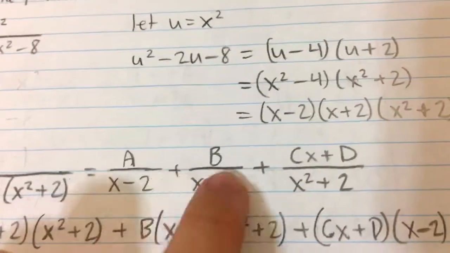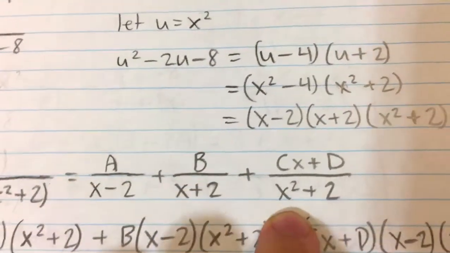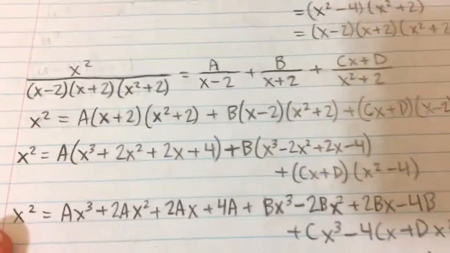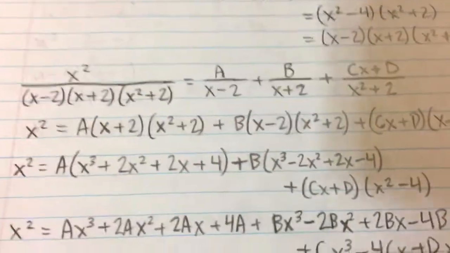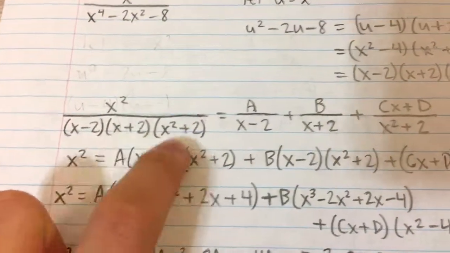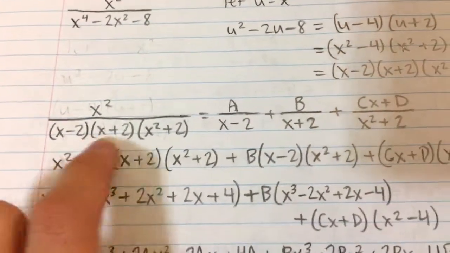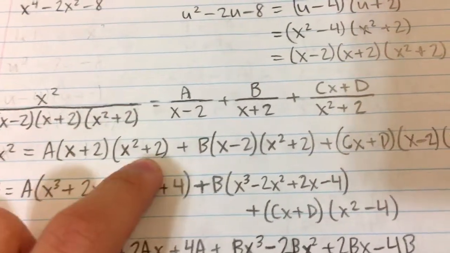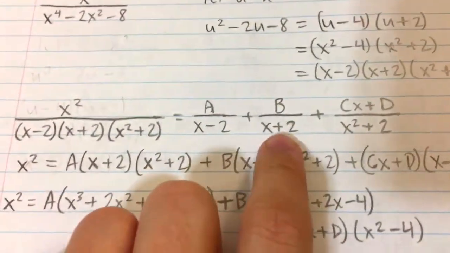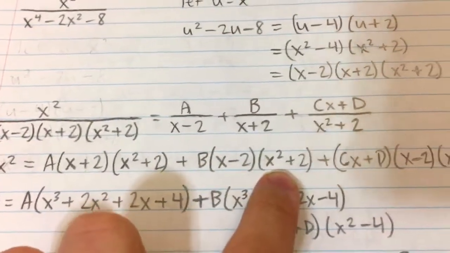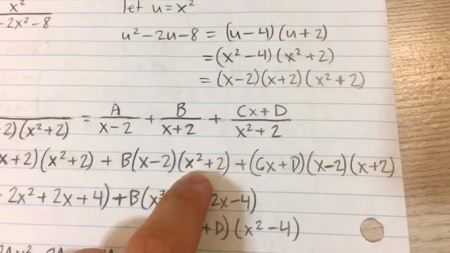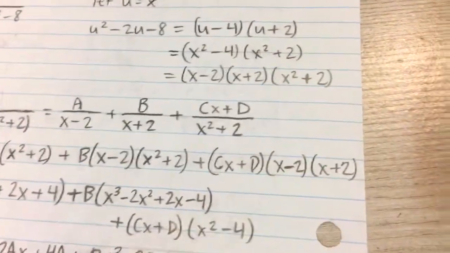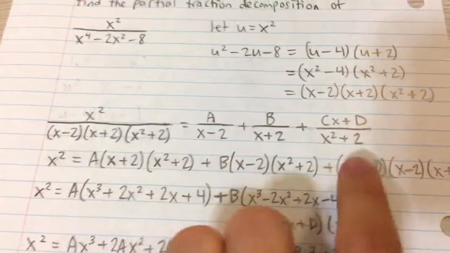The two linear factors just have a constant in the numerator, and the quadratic factor has a linear expression in the numerator. So we have to solve for a, b, c, and d, and you can see this is a lot of terms because we're going to be multiplying by the entire denominator on the left here. For a, the x minus 2 is canceled, but these two fractions are being multiplied. For b, the x plus 2 is canceled, but the x minus 2 and x squared plus 2 are left over. And for the cx plus d, we have the x minus 2 and the x plus 2 that are left over, while the x squared plus 2 is canceled.